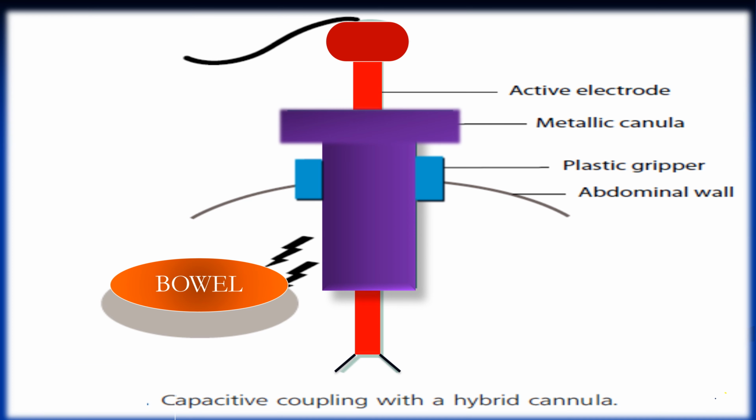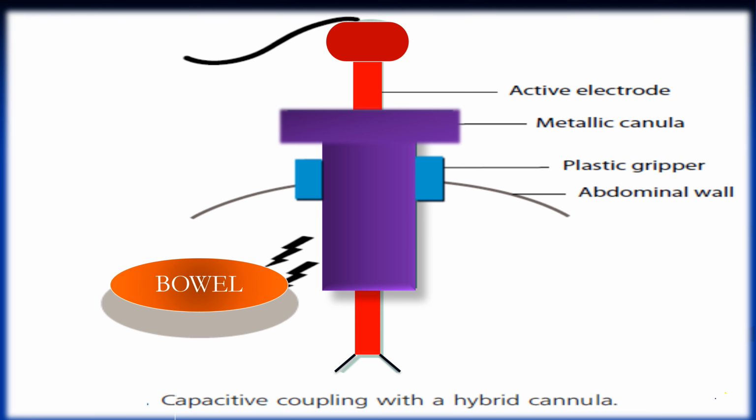Capacitive coupling with a hybrid cannula: as we see, we have an active electrode surrounded by its insulation layer, passed through a metallic cannula. This metallic cannula in its turn is surrounded by a plastic grabber. When we activate the active electrode, a capacitive current will be created between the active electrode and the metallic cannula, because both of them are conductive, separated by an insulation layer.